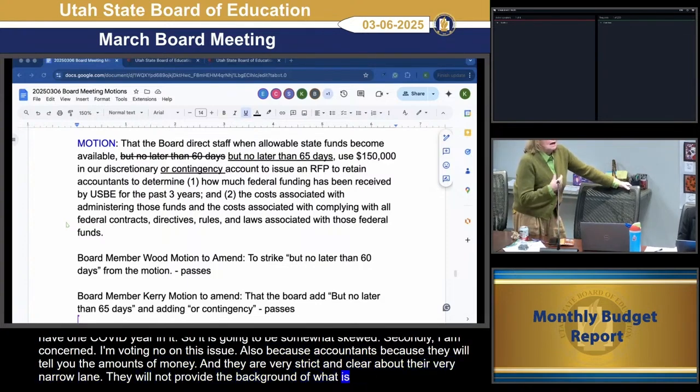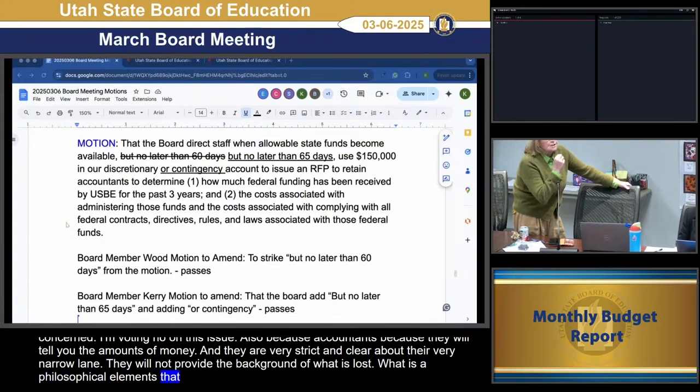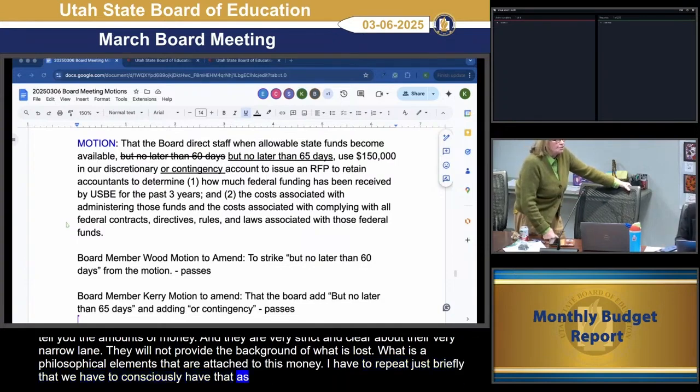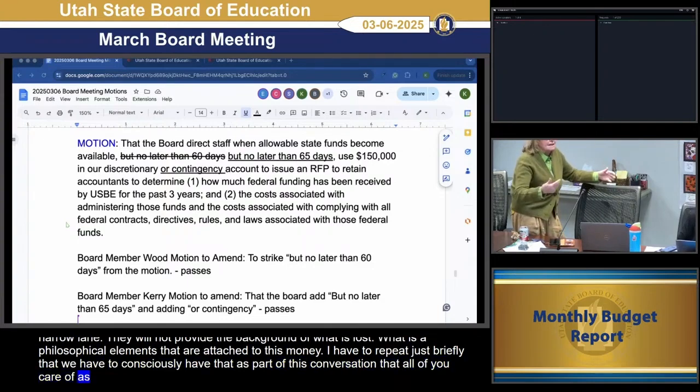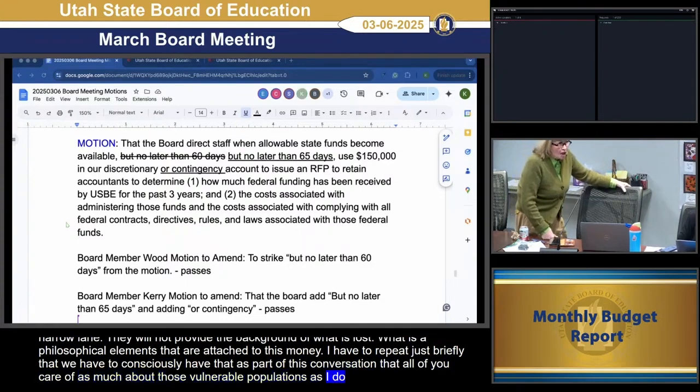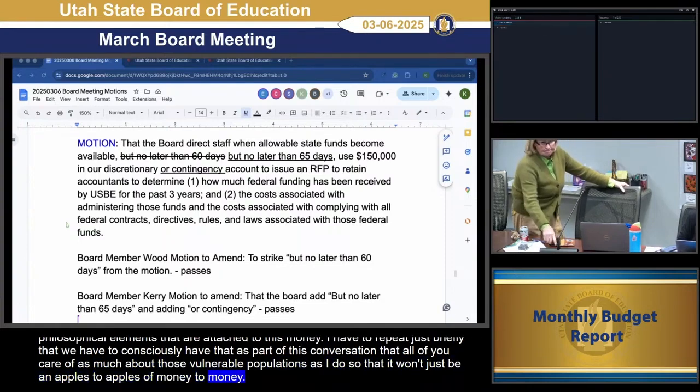So I just have to repeat just briefly that we have to consciously have that as part of this conversation, and I'm going to trust that all of you care as much about those vulnerable populations as I do, so that it won't just be an apples to apples of money to money. It will be a bigger philosophical discussion of what do we stand to lose. Thank you. Member Davis.